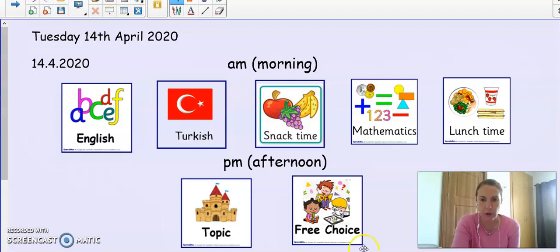Now, free choice time. What is free choice time? Goodness me. Now, free choice time is a time for you to choose what you want to do. Now, it might be that you want to go back and finish your English because you didn't want to do it in the morning, or you didn't get the Turkish finished, or you didn't start the Turkish and you want to get started on the Turkish. You might want to have another go at finishing off the maths, or even you might want to do some activities related to the maths. It's up to you.